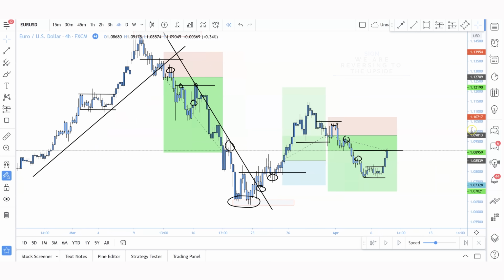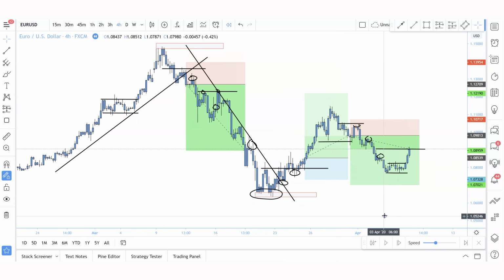So I hope these examples were of use to you. They're very, very powerful. This is simple market structure and behavioral trading. And I really hope that you're learning from this so that you can apply this with your strategy or your approach to the markets.